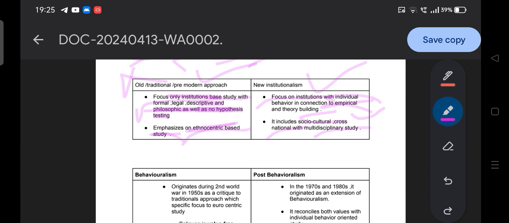Ethnocentric means based on the way of living, the race, religion, and culture of the western country only. So it does not include the study of the third world country, the newly independent country. That is the pre-modern approach, or the old or traditional approach.